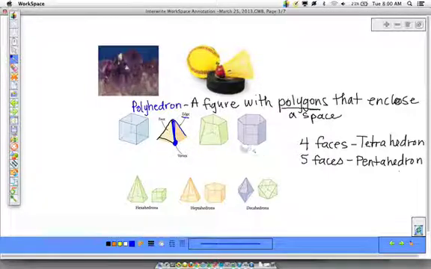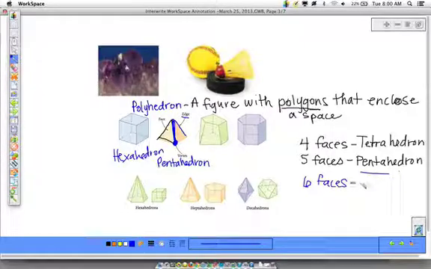Now let's see if we can classify some of these. We have to list a couple more, but this first one has 1, 2, 3, 4, 5. So this would be a pentahedron because it has 5 faces. This cube has 6 faces, so it's actually going to be a hexahedron. You can add that to your notes on the top. There's a little blank space. 6 faces is a hexahedron.